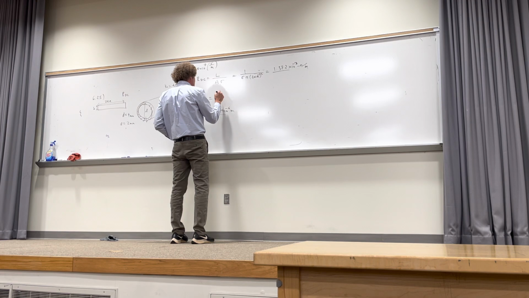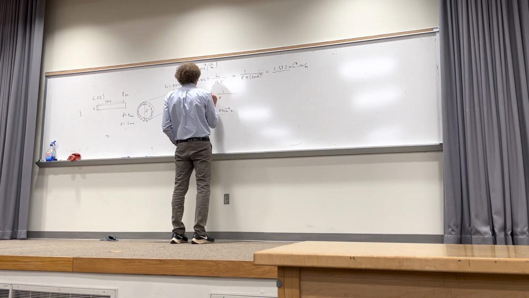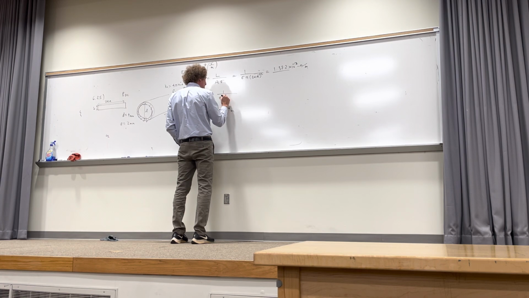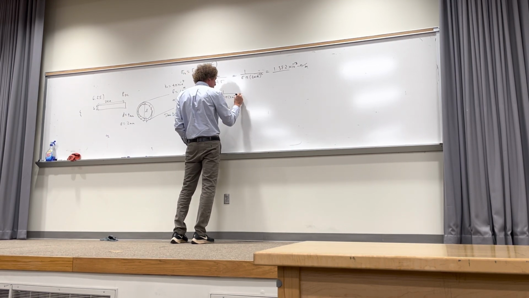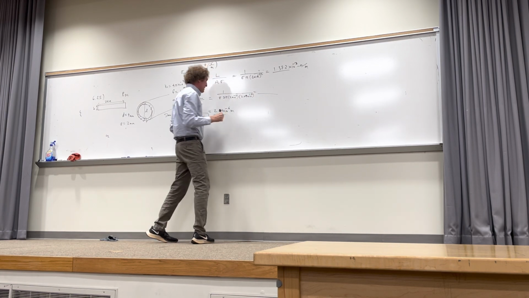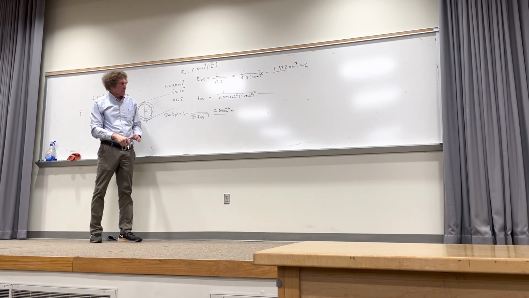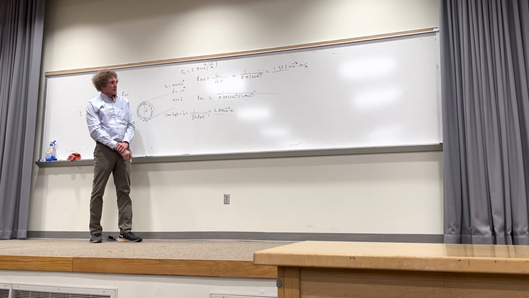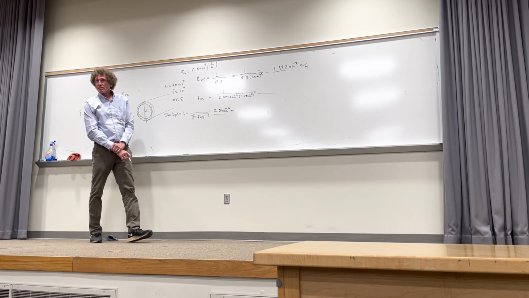Therefore, the AC resistance here would be 1 over sigma, 5.8 times 10 to the 7th, times 2 pi times A, which is 2 millimeters, and then times the skin depth, which is 2.09 times 10 to the minus 6. And that would be the AC resistance. Can you give that to me? 0.66, did you say?